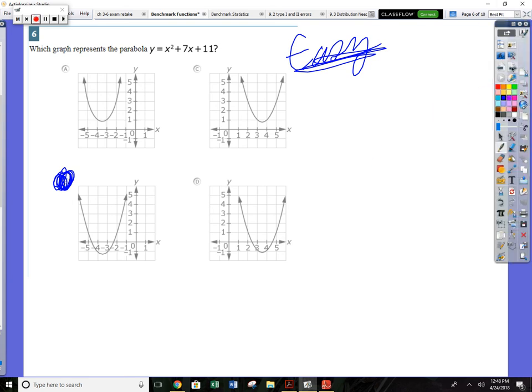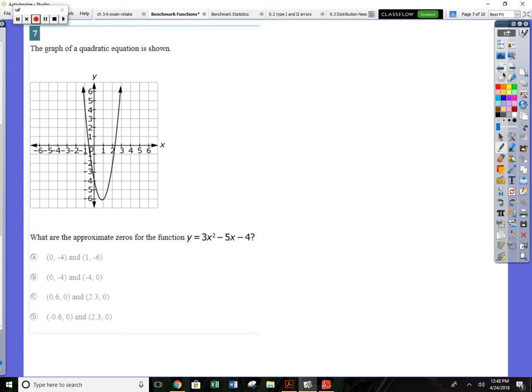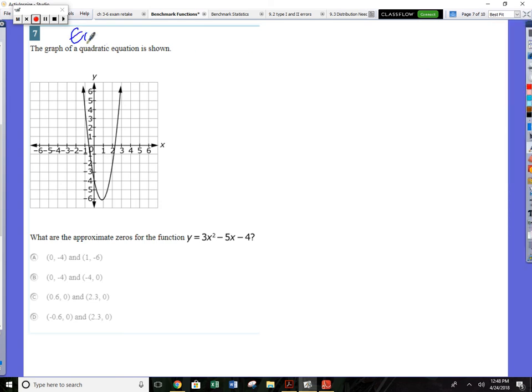Okay, number 7. Here we go. Check this out. This guy's easy too. This is not bad. Now, what are the approximate zeros? So approximate means you're just going to kind of guess. It's an estimate. So what are the approximate zeros for this function?